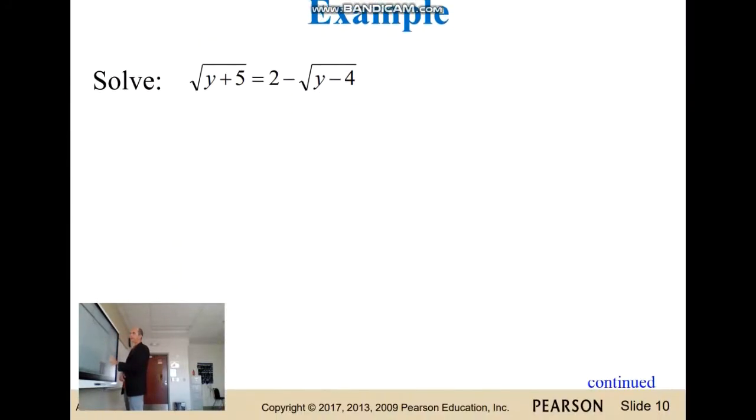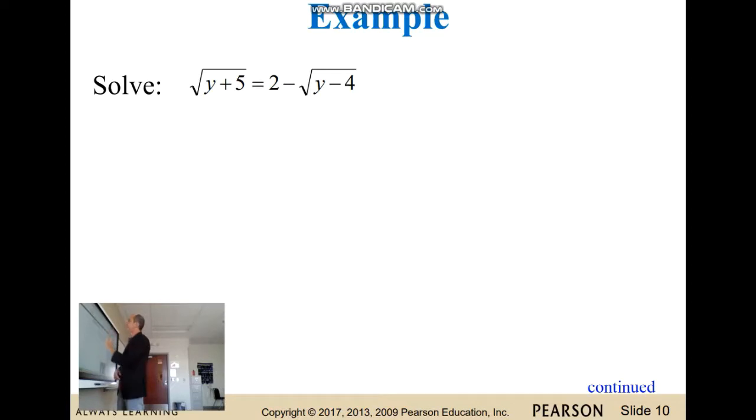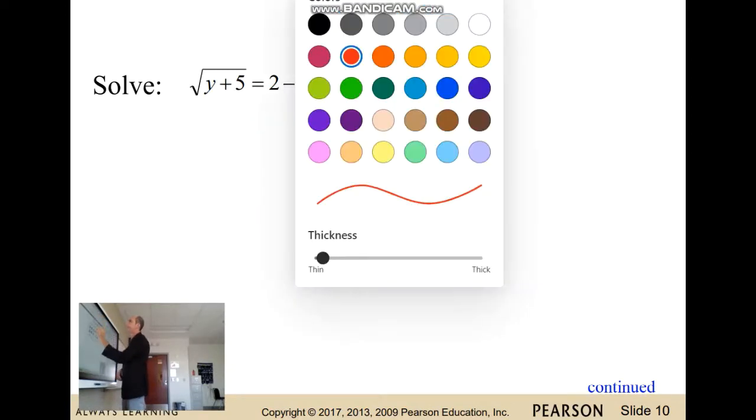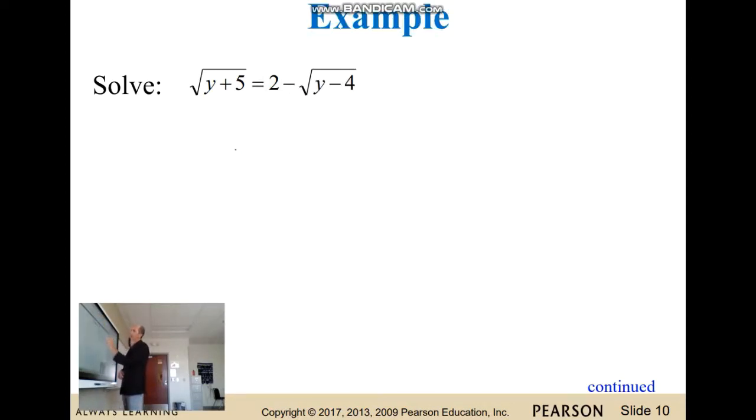Another example. Now we have here, and I'm using blue, the square root of y plus 5 equals 2 minus the square root of y minus 5. The square root is already isolated here on the left-hand side, and we can square both sides of the equation to simplify. And we're going to have y plus 5 on this side, right? Because the square root of y plus 5 squared is just y plus 5, equals.